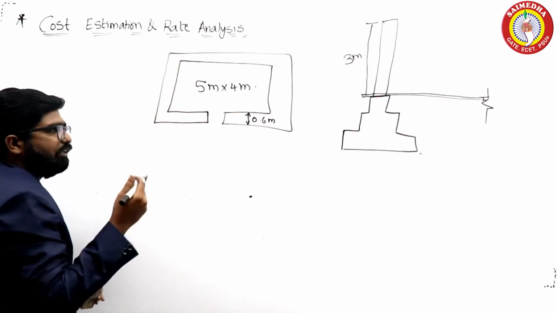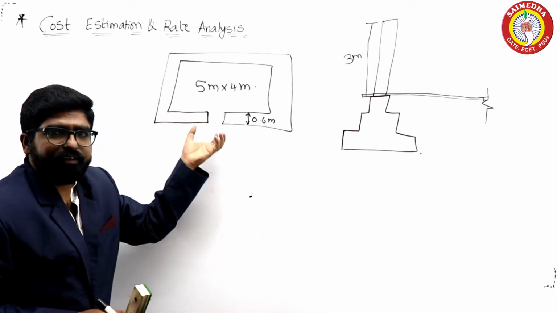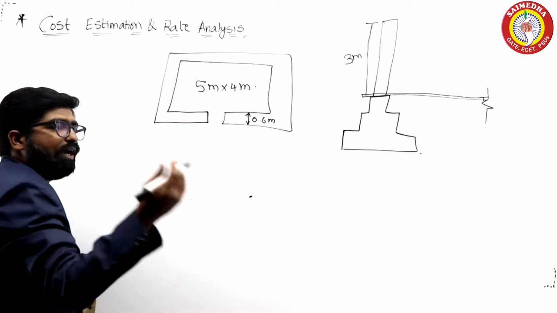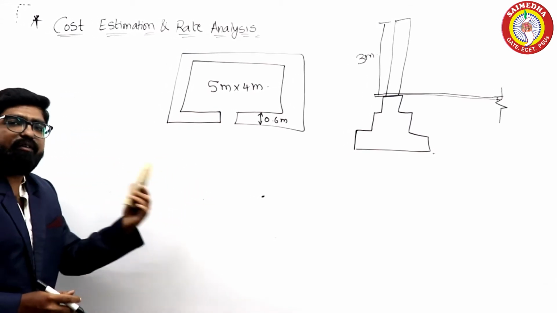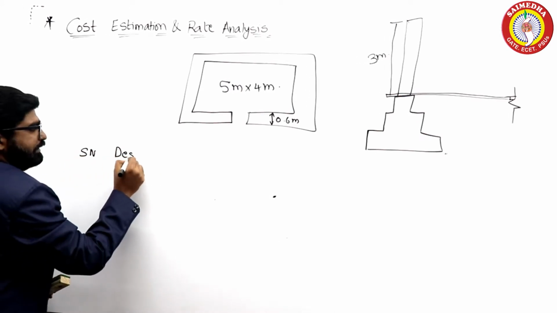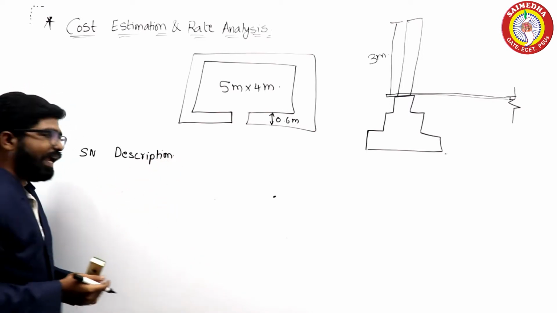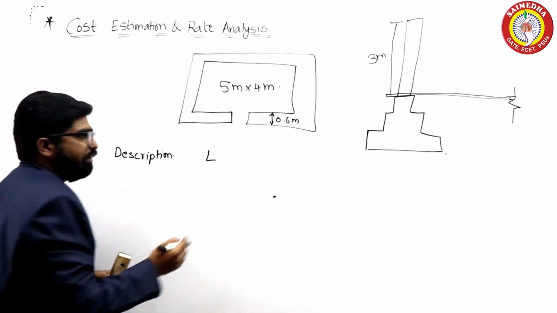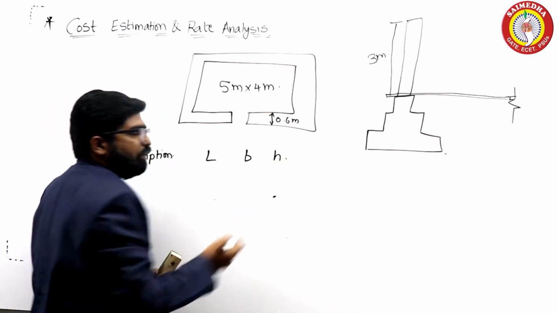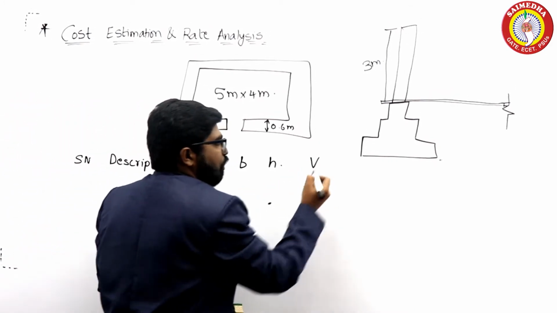When I am considering long wall and short wall, I need to consider the effective length of the room. Let's see how I am going to calculate it. The way of representation will generally be like this: serial number, description, and next you need to calculate the length, breadth and height of the wall, and you multiply these to attain the volume.